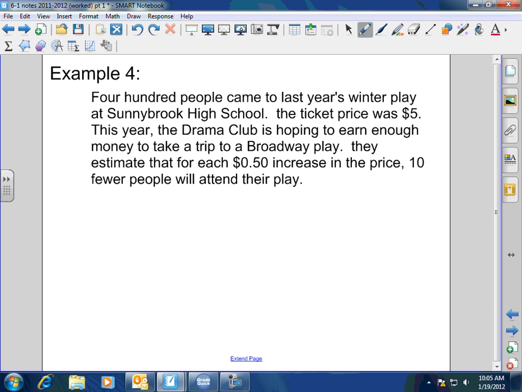Unfortunately, we don't have time to finish this, but luckily it's in your book on page 289. So take a look at it, guys. We will go over the homework and the word problems in detail tomorrow.